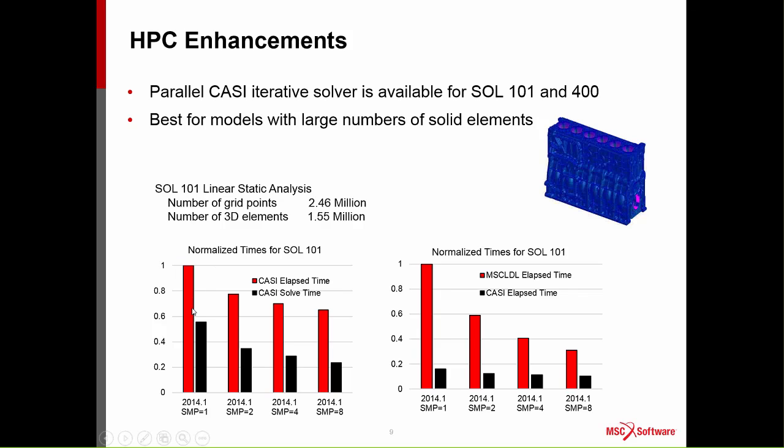So these are effectively what we're seeing in terms of CASI time associated with such a model and what it did in terms of the total time of the system. If you compare this to the MSC LDL solver, which is a direct solver, you can see that even in serial or multi-core, there are massive improvements over the traditional Nastran direct solver.